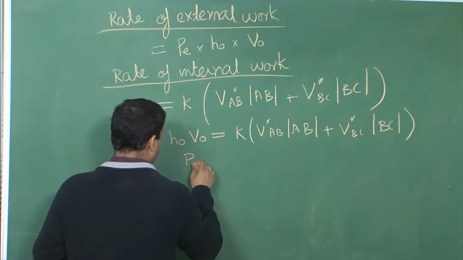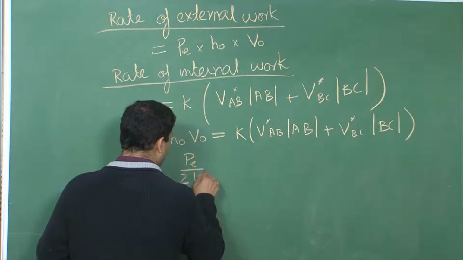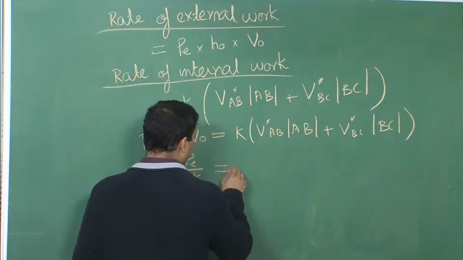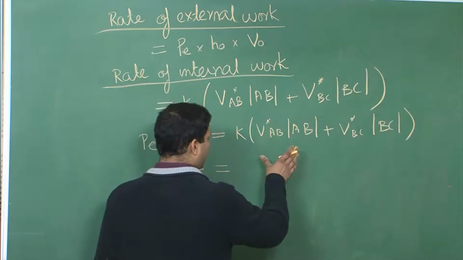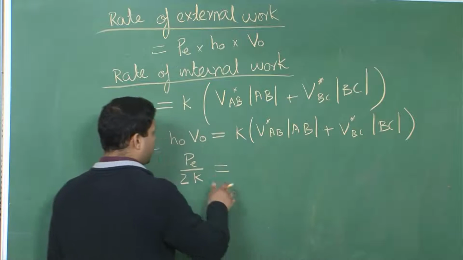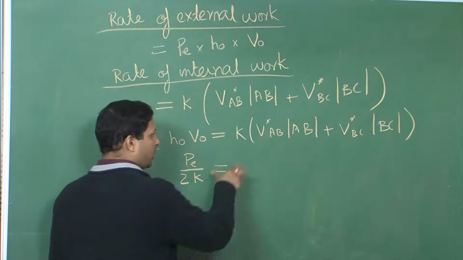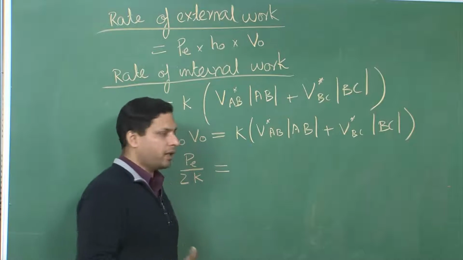Or from here we can say this is the standard format for writing this, Pe by 2K. This is saying that now you are making it in effect independent of the material property. You have taken the material property also on this side, pressure also on this side. So, whatever we get over here is only geometry dependent.